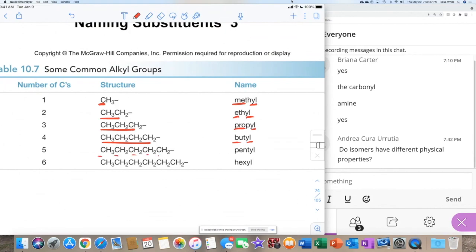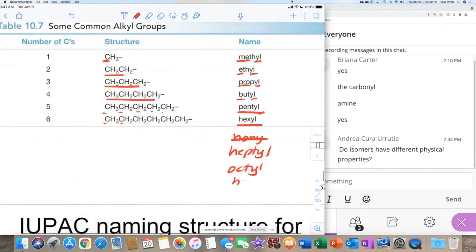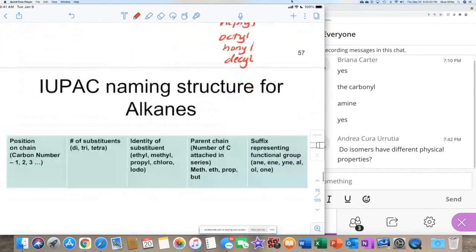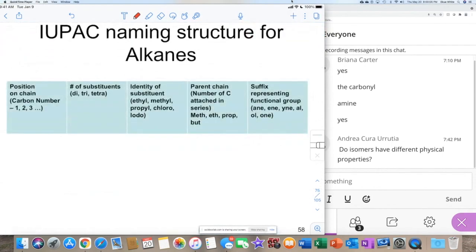1, 2, 3, 4, 5, pentyl. 6 is hexyl. 7, heptyl, octyl, nonyl, and then decyl. The idea here is the number of side groups has to be represented in the description of the side groups. Okay? So once again, this makes more sense as we are working it out.